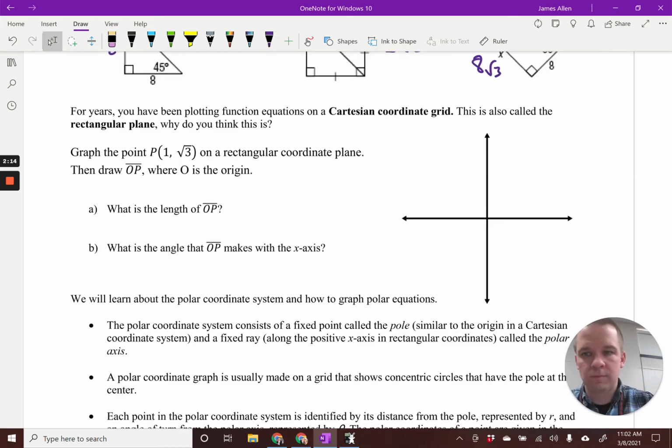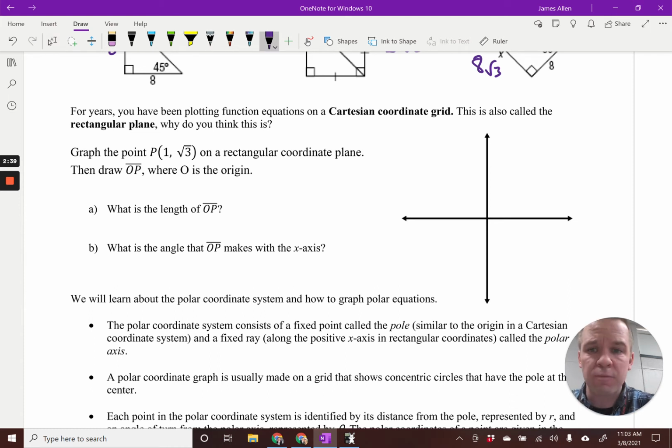I think we shall. So one thing that's different about this is that we're going to be dealing with a different coordinate plane, okay? We've been dealing with the Cartesian coordinate grid or a rectangular plane for basically your entire mathematical career. We haven't known anything really different. So here's what we're going to do. We're going to graph a point P, 1 root 3 on a rectangular coordinate plane. And we're going to end up relating this now into our polar coordinate system.